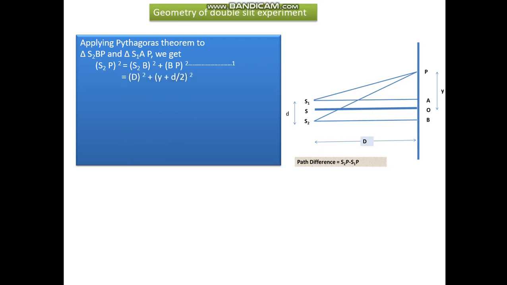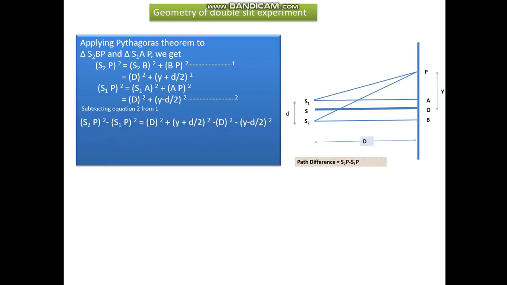Now let's apply geometry to this double slit experiment. From the diagram, we apply Pythagoras theorem to the triangles S2BP and S1AP. We get S2P squared is equal to S2B squared plus BP squared, that is equal to D squared plus (y plus d/2) whole squared. S1P squared is equal to S1A squared plus AP squared, that is equal to D squared plus (y minus d/2) whole squared.